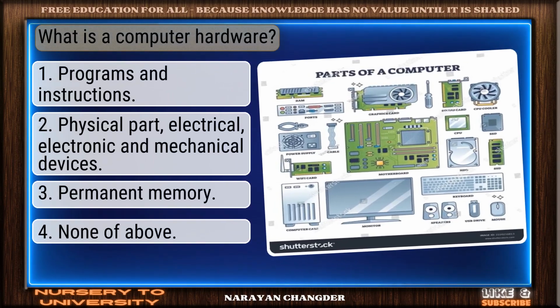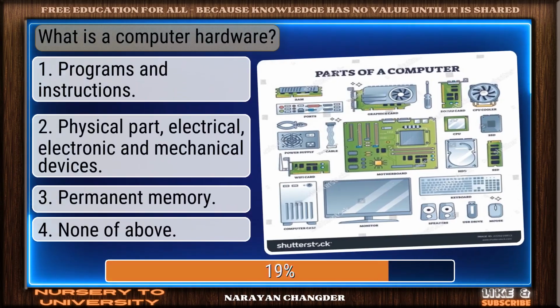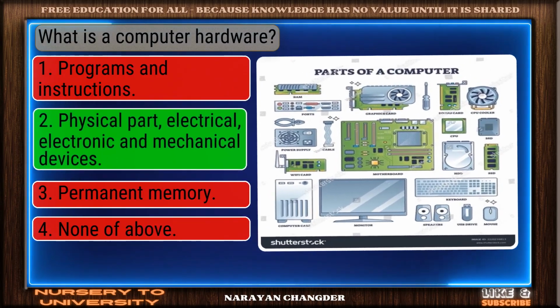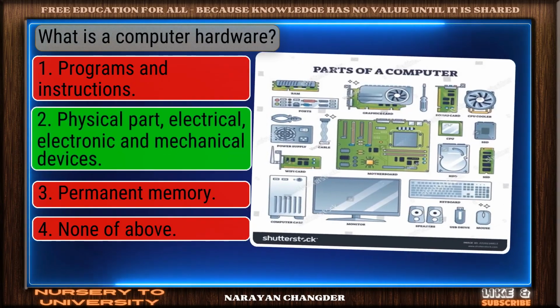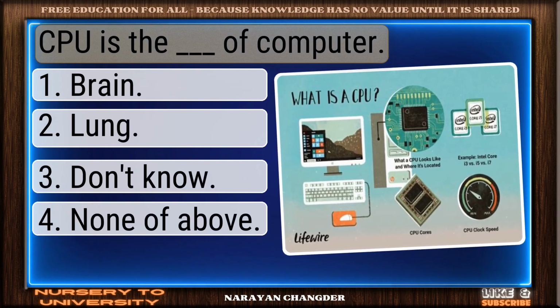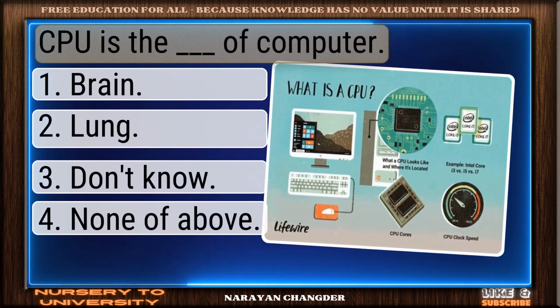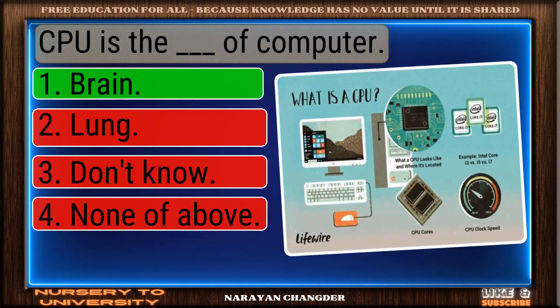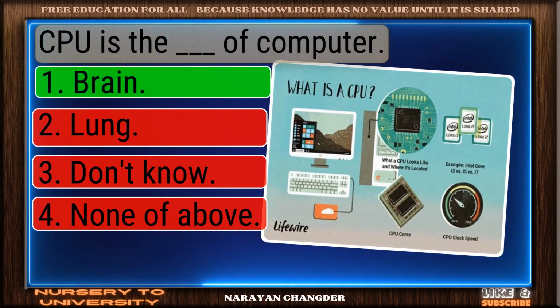Question number 57. What is a computer hardware? Valid point. Physical part, electrical, electronic, and mechanical devices is true. Question number 58. CPU is the dash of computer. You're right. Brain is the correct answer.